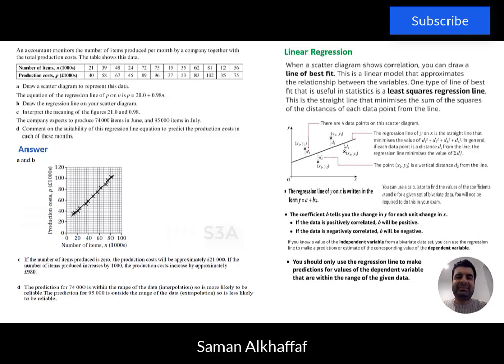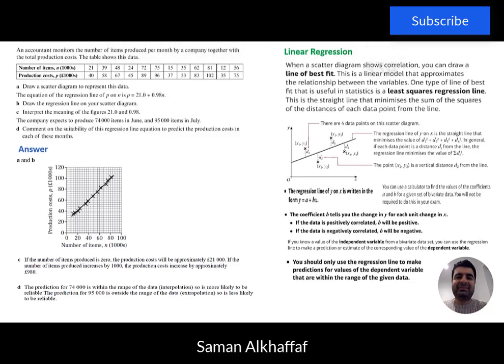The production for 95,000 is outside the range of data, as we can see in the data and the scatter diagram, so based on extrapolation, it is less likely to be reliable. So the 74,000 is reliable as it is within the range of data. The 95,000 is not reliable because it's outside the range of data, and this will be our explanation and our answers for this question.